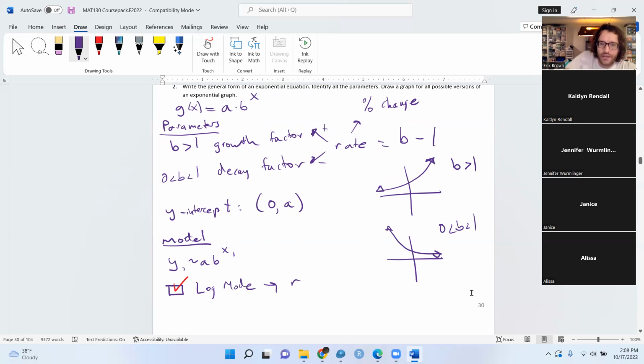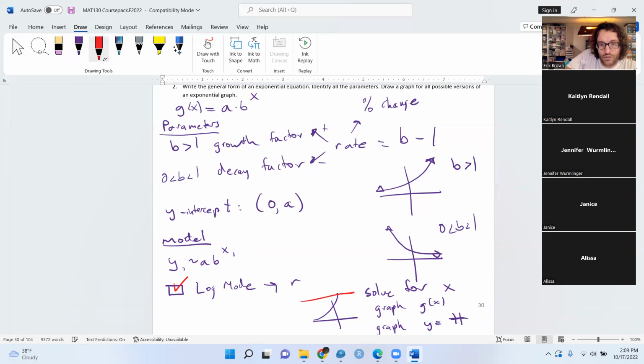I guess the one other thing you need to know, if you have to solve for x, you're going to graph g of x, and then you're going to graph y equals some number, and what you'll see is something like this, and the solution is where they cross. It's the x coordinate. This is the solution. We did that back in 2.6, and that will happen to you. Any questions on this mess?